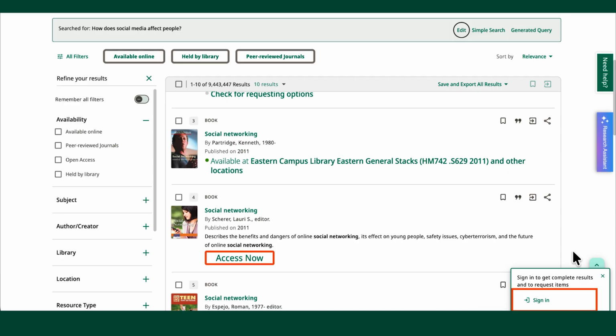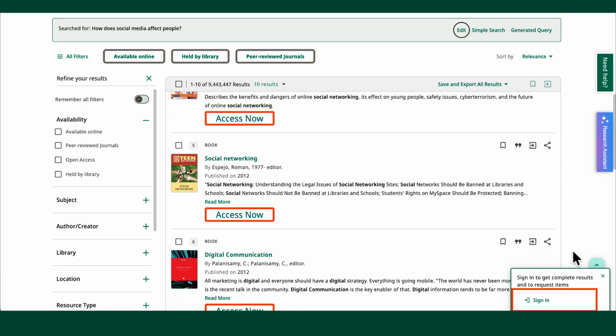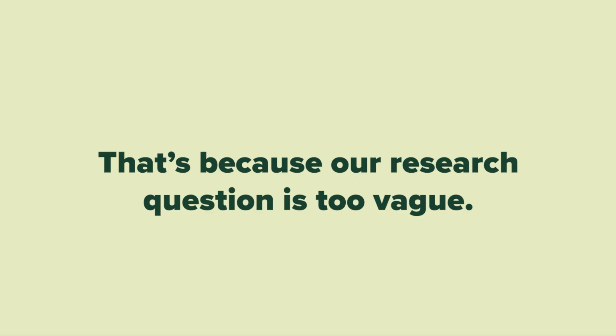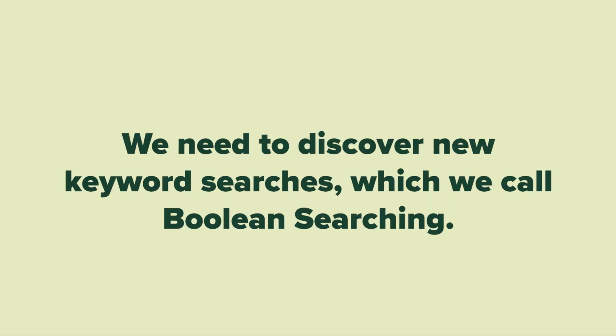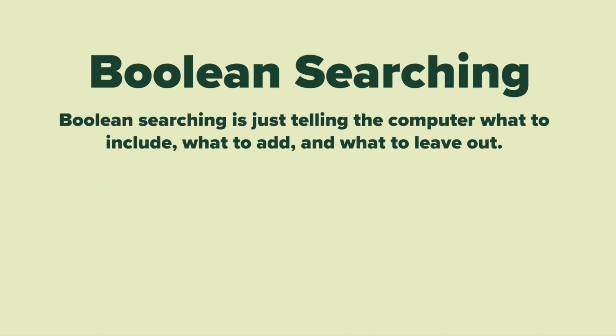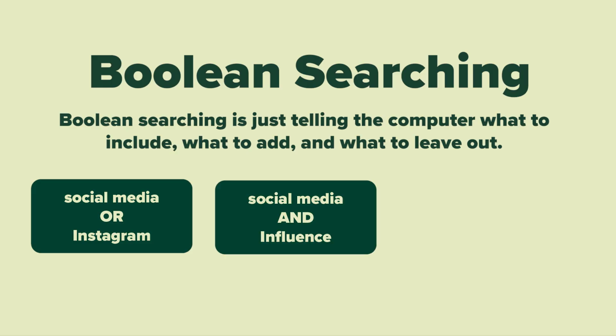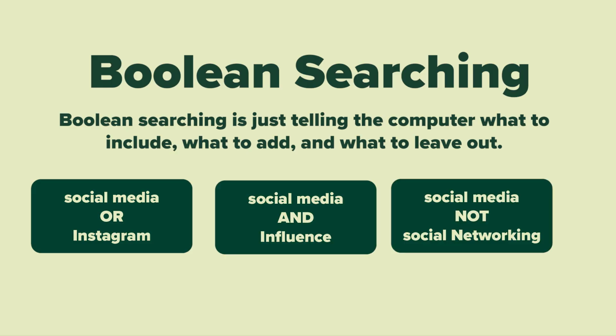Most of these items are about social networking, and it's not the results we're looking for. That's because our research question is too vague. We need to discover new keyword searches, which we call Boolean searching. Boolean searching is just telling the computer what to include, what to add, and what to leave out.